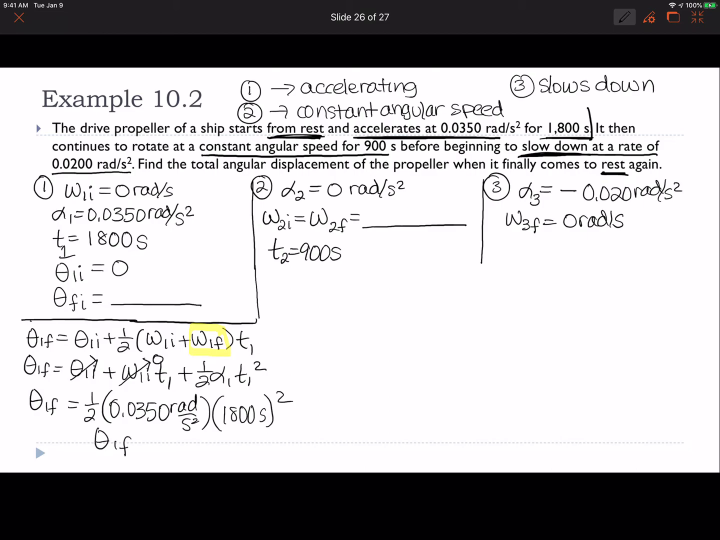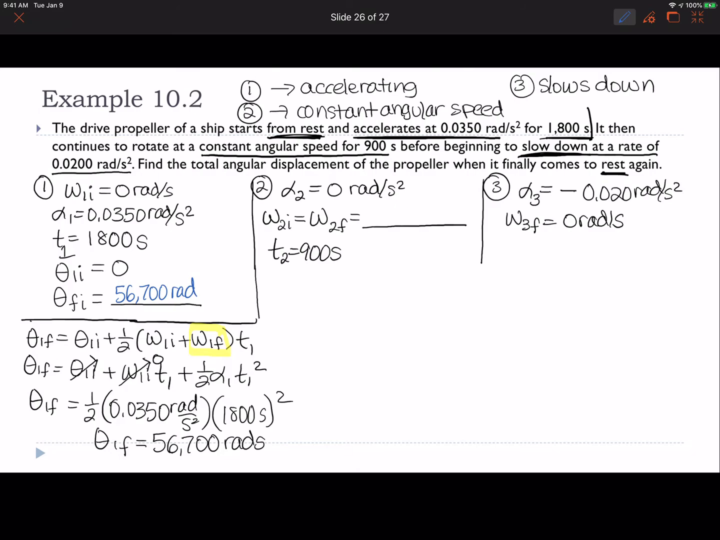So the final angular position ends up being 56,700 radians. You know, it's a propeller and it's on for quite a while, so I'm not surprised that it's a pretty large number. So we now know that this is 56,700 radians.